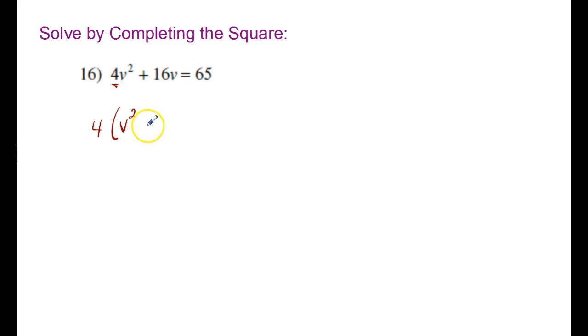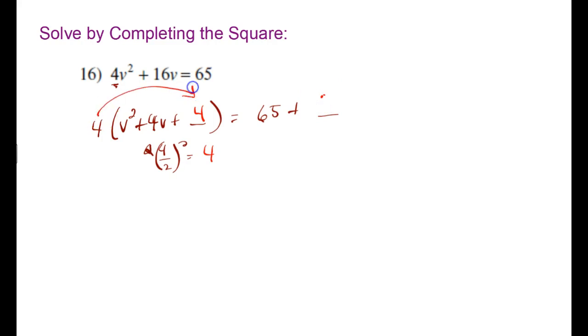So it's going to be v squared plus 4v. I'm going to create a blank here, is equal to 65 plus blank. So now instead of taking half of 16, I'm going to take half of 4 and square it, which is another 4. That's that magical number that I'm looking for. But instead of adding a 4 to this side, I actually created 16 on the left side. So these numbers aren't always the same. It should be the same weight.